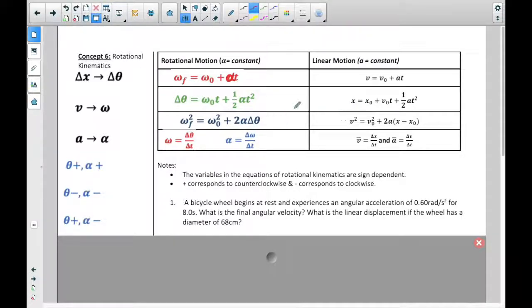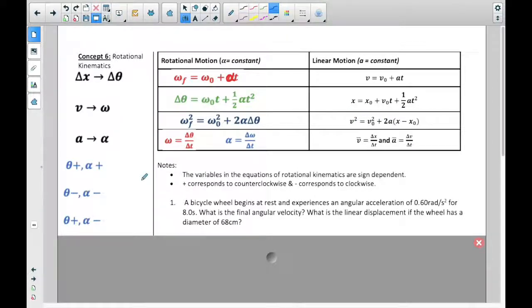So all of these equations, the top three are on your AP sheet. These three are also on your AP sheet. But as far as finding out which one to use and when to use it and what they mean, we really have already talked about a lot of it because you have it right here.